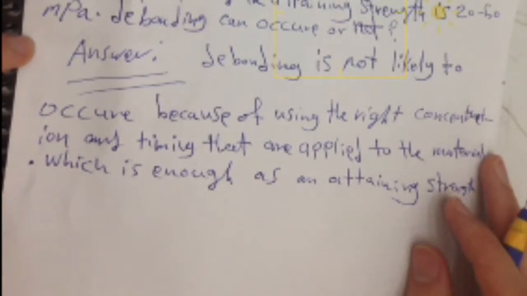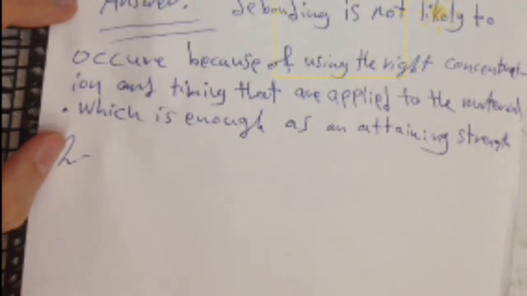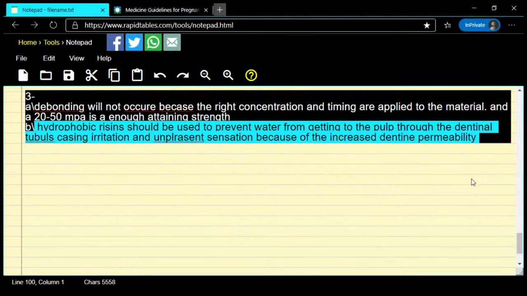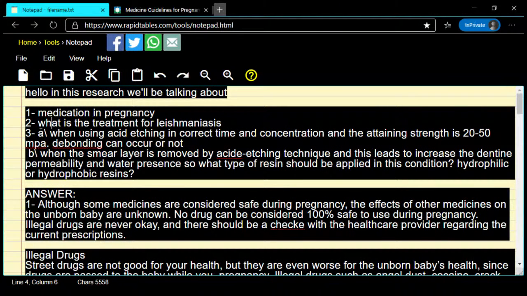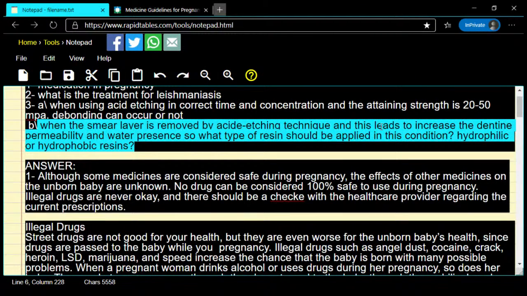And the second question is talking about hydrophobic things. Smear layer. When the smear layer is removed by acid technique, and this leads to increased permeability and water presence. So what type of resin should be applied to this condition, hydrophobic or hydrophilic resins.